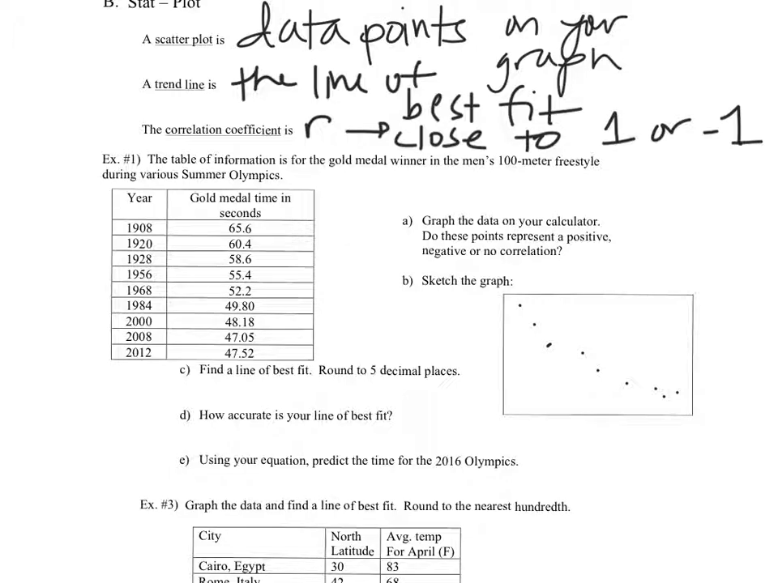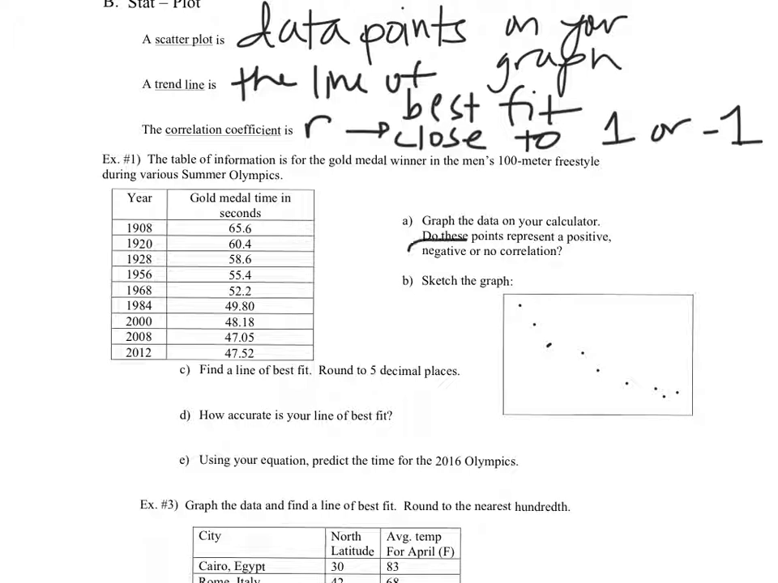Now, if I were to draw a line through this, part A says, graph the data. Do these points represent a positive, negative, or no correlation? So they're talking about the slope. Okay, are the times getting faster each year? Yeah, so it's a negative correlation. See how your line would be negative, your slope would?